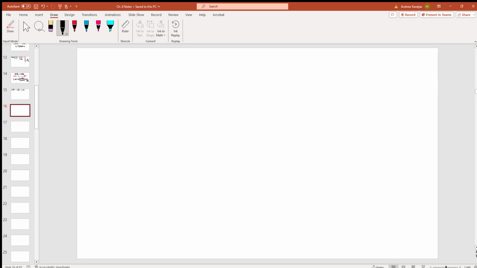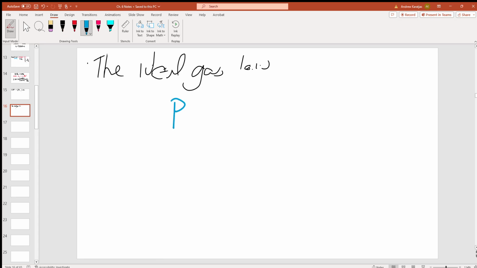All right, now finally, we're going to put all of these gas laws together and look at what is known as the ideal gas law. The ideal gas law: pressure times volume equals number of moles times this ideal gas constant times the temperature.